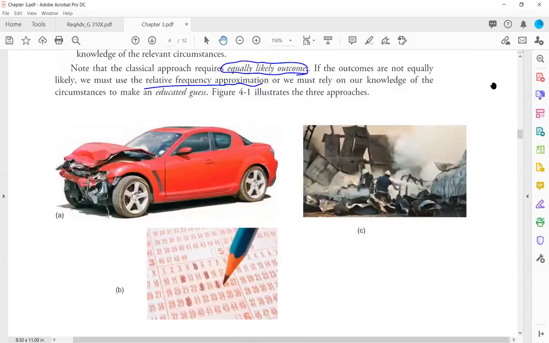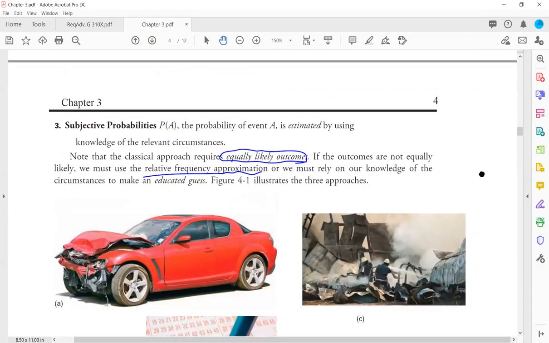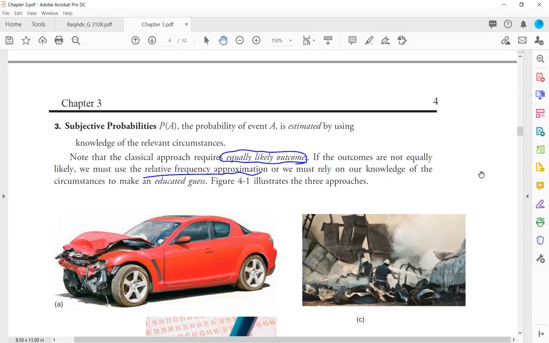So Raul asked for the definition. Here you are, subjective definition.